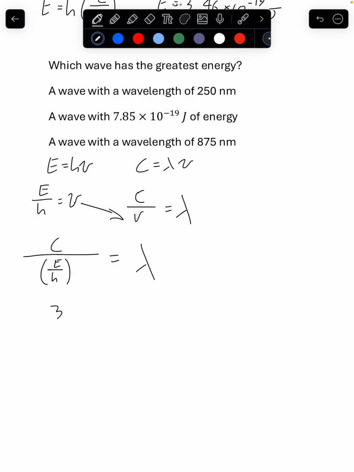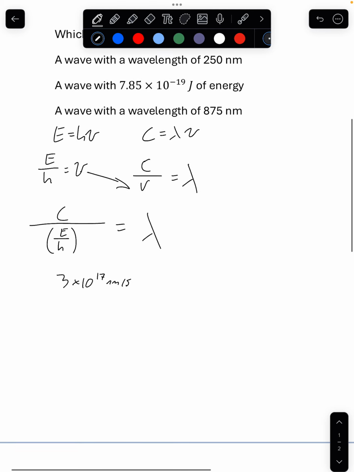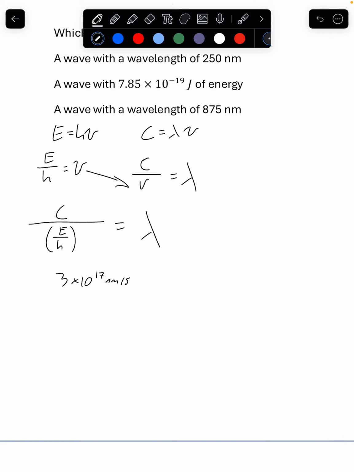And so the speed of light is 3 times 10 to the 17 nanometers per second. I'm using nanometers here because I want my wavelength in nanometers because that's what the other two have. It would be harder to compare these nanometer lengths to a meter length that was some decimal, for me at least, because I don't use the metric system that often. So 3 times 10 to the 17 nanometers per second divided by my energy, which is given to us in the problem as 7.85 times 10 to the negative 19 joules. And I'm dividing that by Planck's constant, which is 6.626 times 10 to the negative 34 joule seconds.